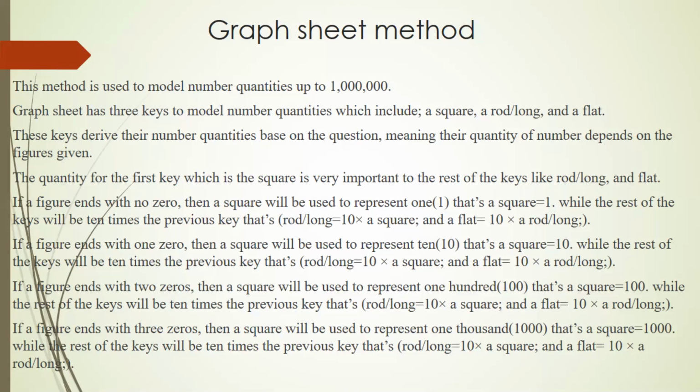For this one here, the graph sheet method has three keys to model the number quantities, which include a square, a rod or long, and a flat. Unlike the multi-base block, where we are using blocks as keys. So the difference between the multi-base block and the graph sheet is that under the multi-base we use blocks, but under the graphical method, we use squares in that order.